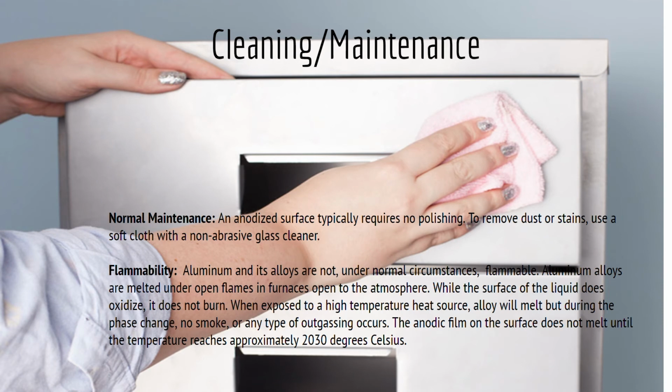Cleaning and maintenance of anodized aluminum. An anodized surface typically requires no polishing. To remove dust or stains, use a soft cloth with a non-abrasive glass cleaner.